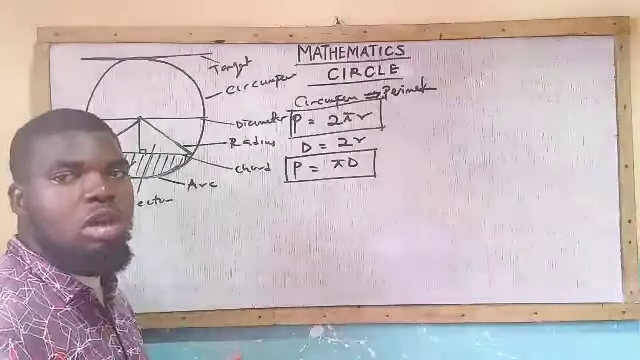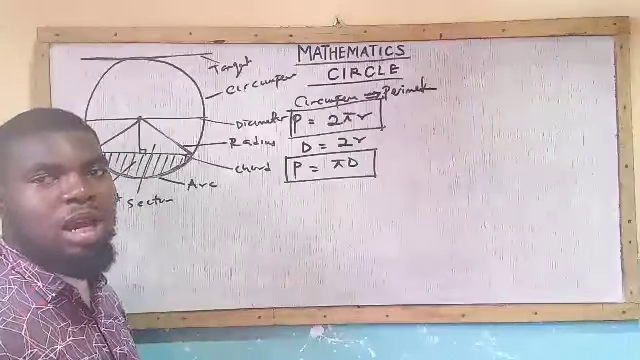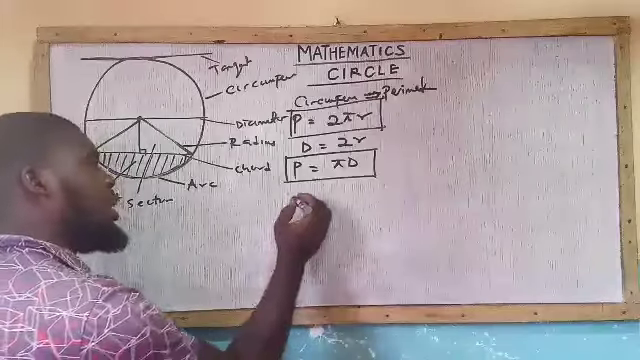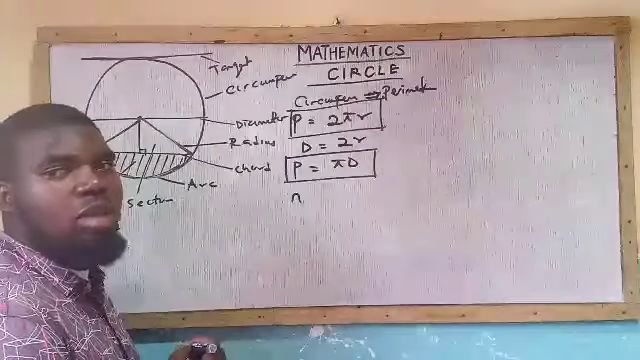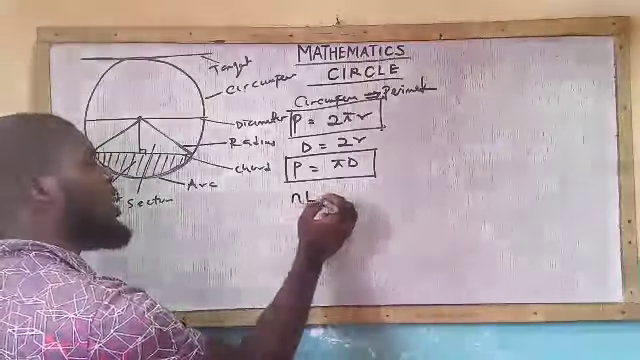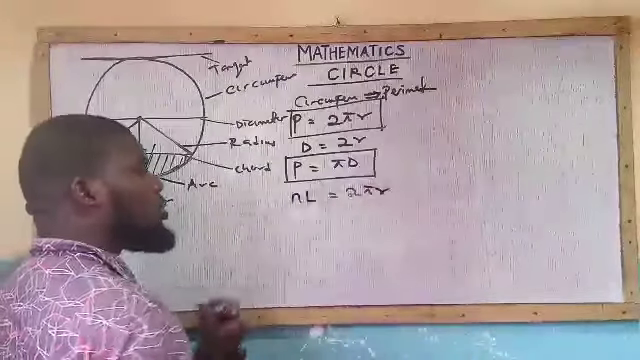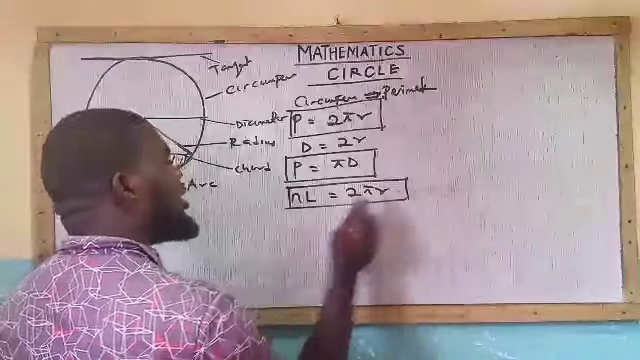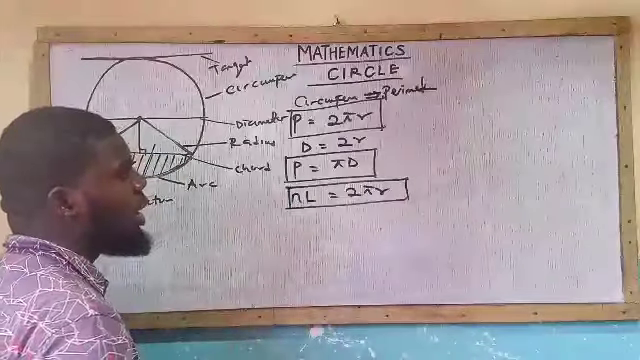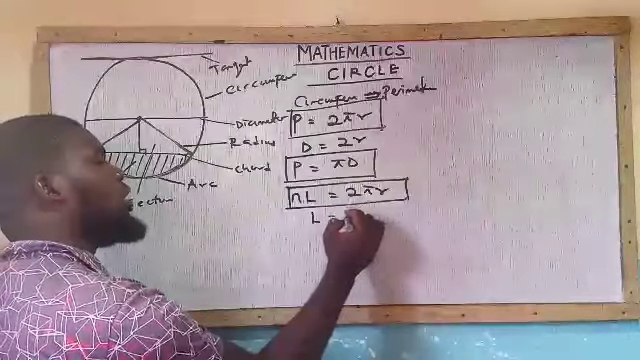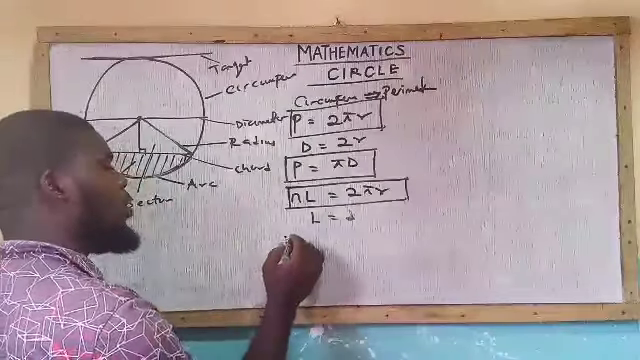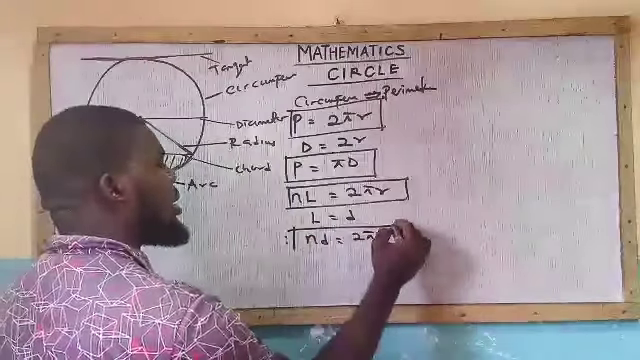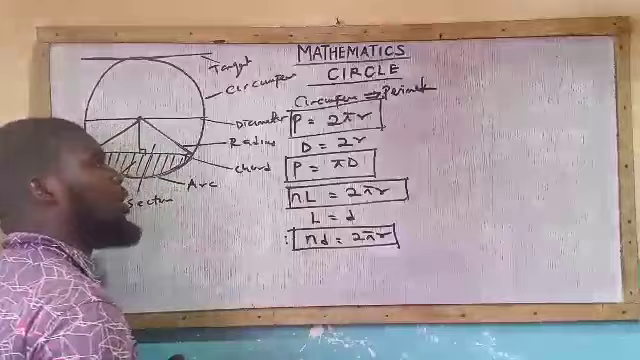Now, if a particular length of rope is brought, and we want to know the number of circles that we can create from that rope, all we have to do is to know that n, the number of circles that can be created, multiplied by the length, will be equal to 2 pi r, where n is the number of circles and l is the length of the rope. In some questions, your length could be equal to the distance. Therefore, we can also say nd is equal to 2 pi r. That is that about the circumference of a circle.